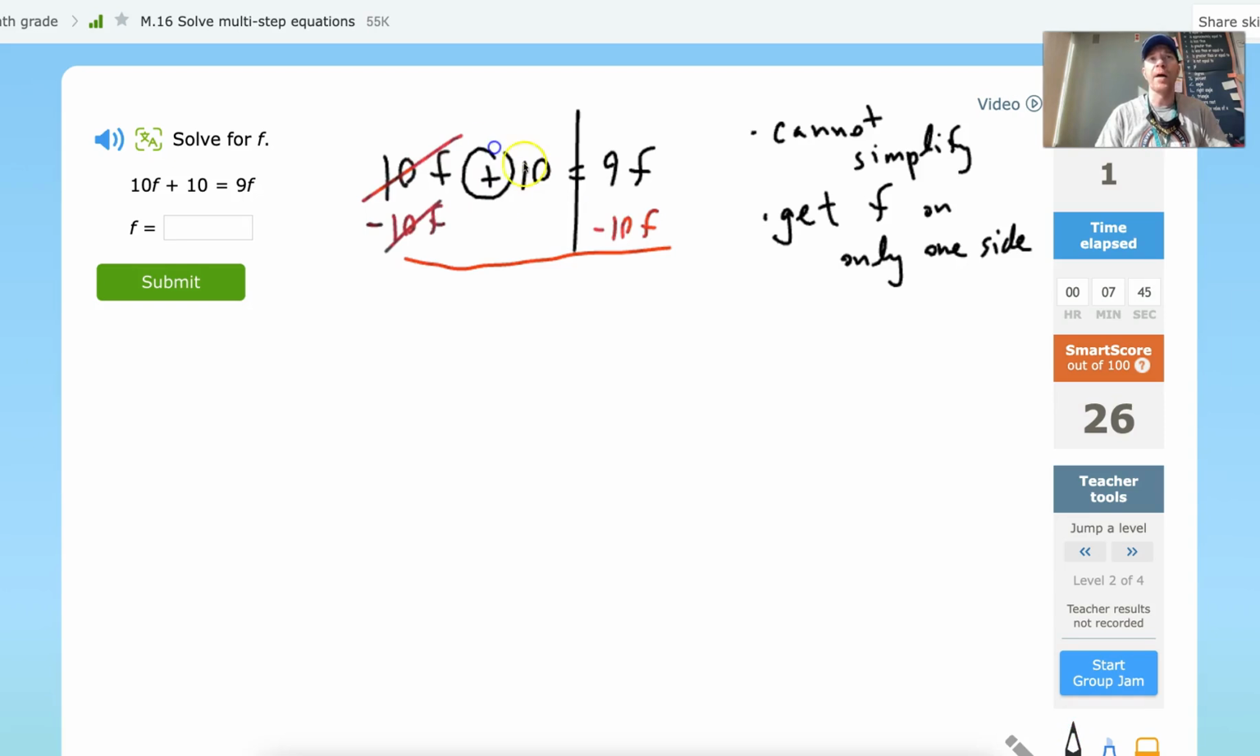And then I'm left with a positive 10 on the left, and on the right, 9F minus 10F would be negative 1F. And then all I have to do here is divide by negative 1.